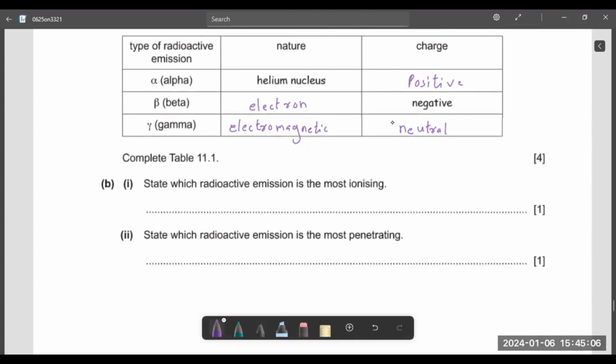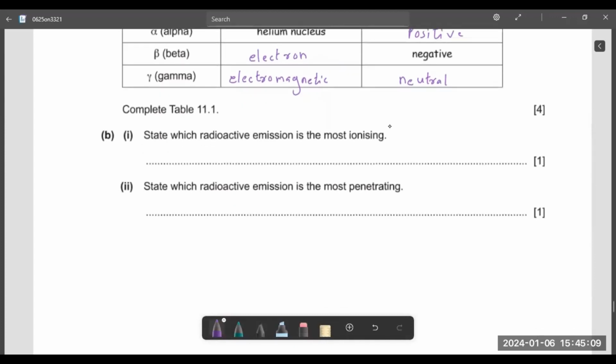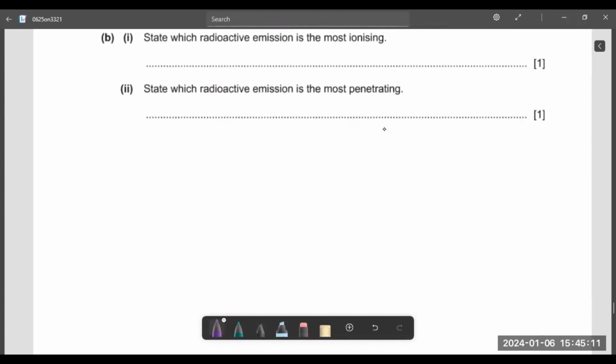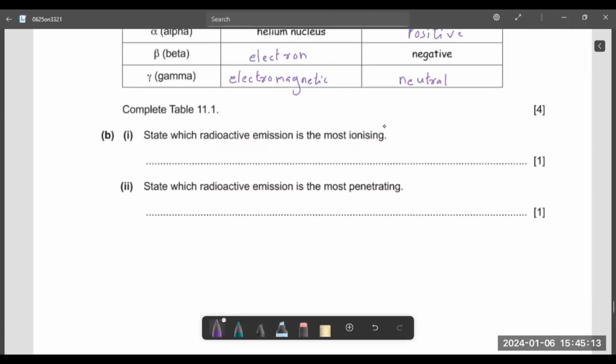Next, state which radioactive emission is most ionizing. Alpha rays are most ionizing. State which radioactive emission is most penetrating. Most penetrating means that is gamma rays.